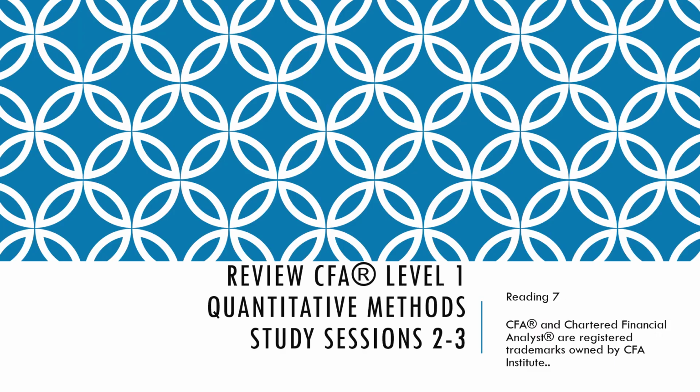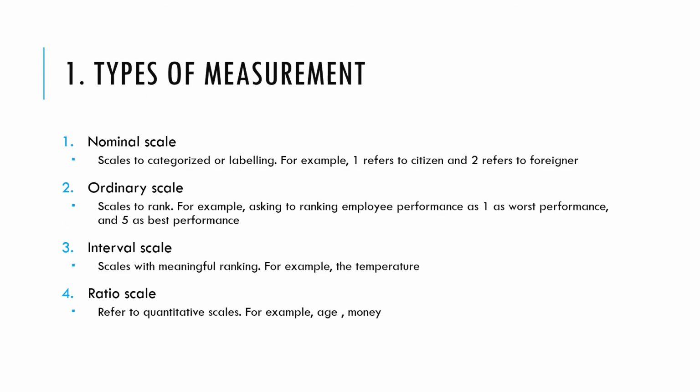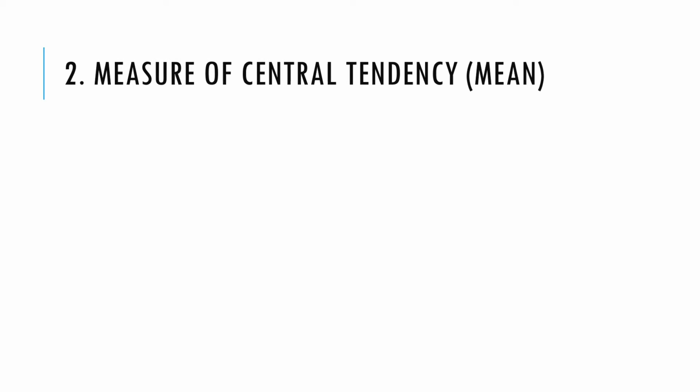Welcome to CFA Level 1, Quantitative Analysis, Reading 7. Reading 7 focuses on several statistical concepts. This slide explains various types of scaling and statistical measurements: nominal scale, ordinal scale, interval scale, and ratio scale. There are 4 types of measurements to measure mean value.